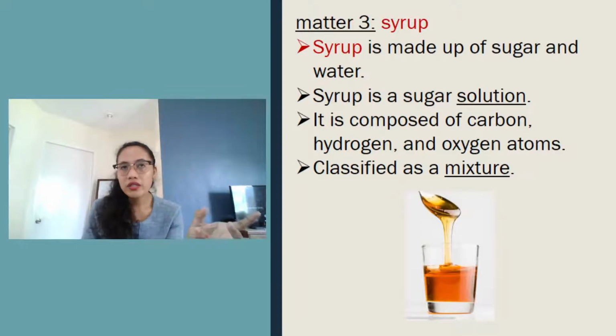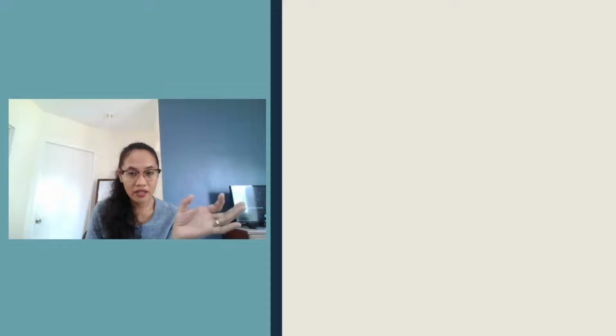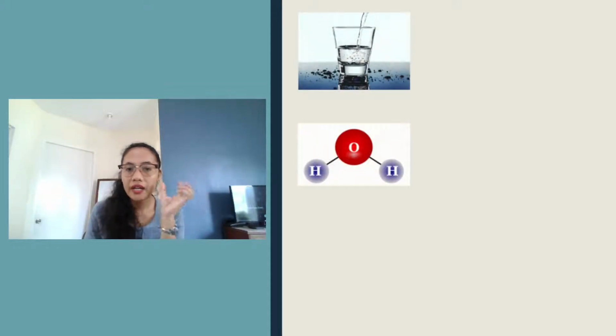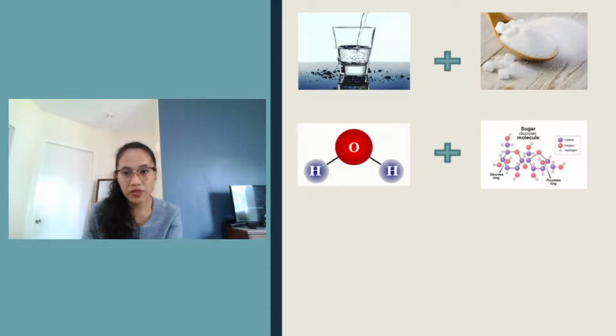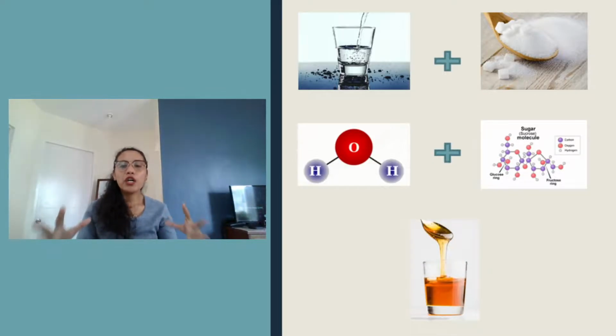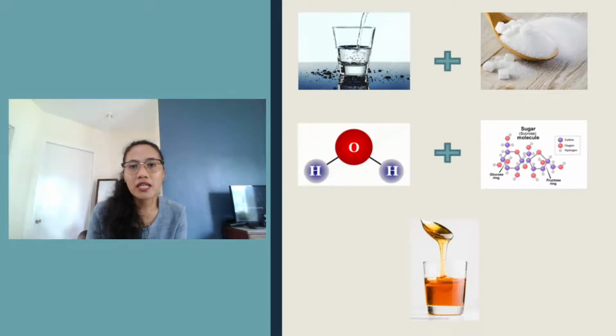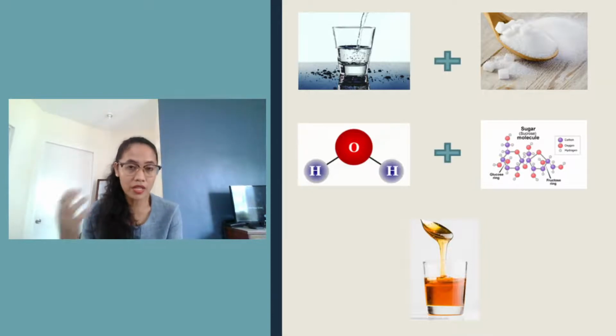So water is composed of hydrogen and oxygen. So you have here the structure, hydrogen and oxygen atoms for water, plus sucrose, which is just composed of oxygen, hydrogen, and carbon to form syrup. But when you combine water and sugar to form syrup, the combination is not fixed, meaning it varies. So it depends on the person mixing the water and the sugar.